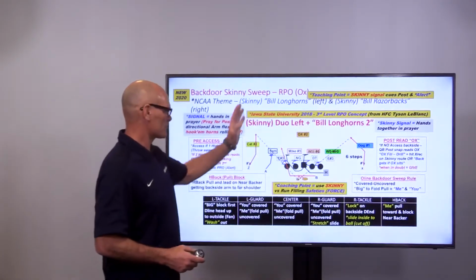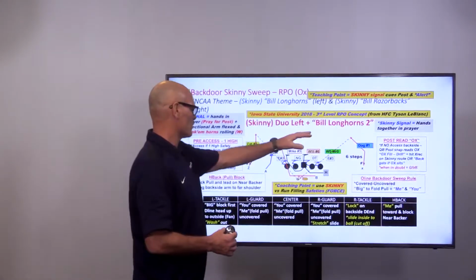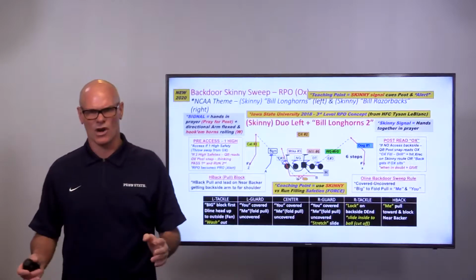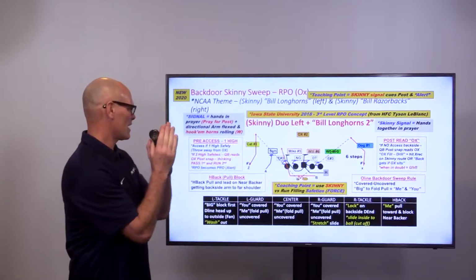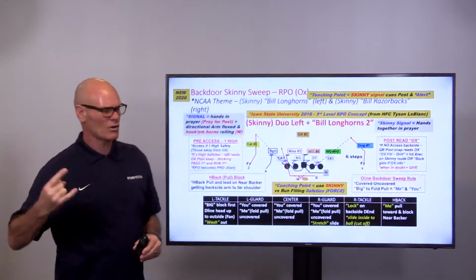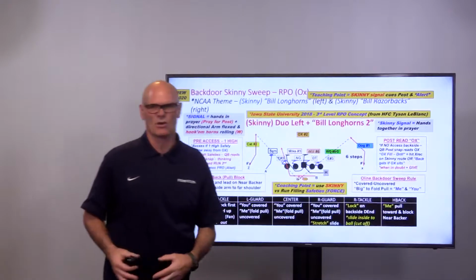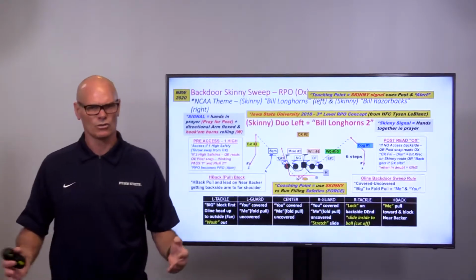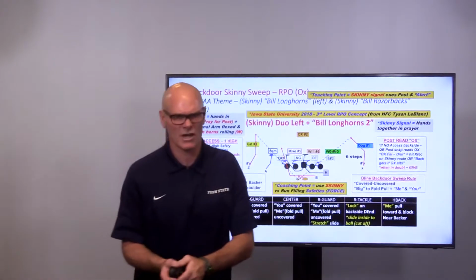Again, you can go back and run your skinny post. This is really great because you get both of them going here, and you're going to really pick on one high safety. He's wrong either way. We just add the pray for post signal in here now, and we still go Bill Longhorns. Quarterback knows now his read key is the safety, so in this case, he's just going to go Bill Longhorns 2, Bill Longhorns 2.